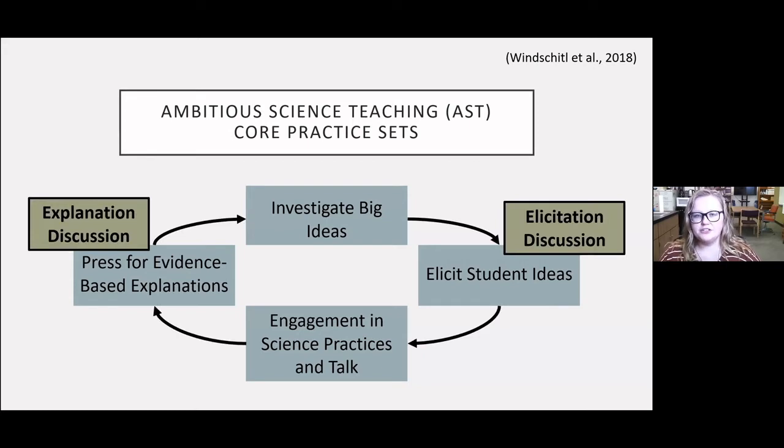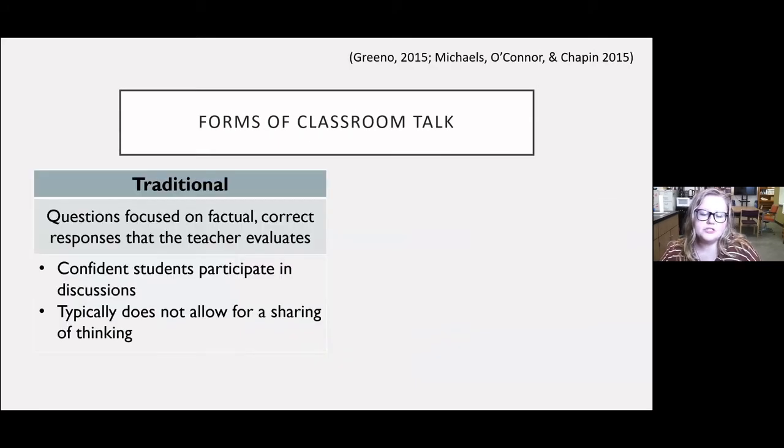And in my research, I'm particularly interested in two whole class discussions, the elicitation and the explanation discussions, that commonly occur within this framework and provide opportunities for ambitious talk. And it's important to note that this ambitious talk differs from traditional talk, where teachers are focused on factual responses that they can evaluate as correct or incorrect. And this typically doesn't allow for all students to participate. Usually it's only those that are confident they have the correct answer. And it also doesn't allow for students to share their thinking or why they're thinking what they're thinking.